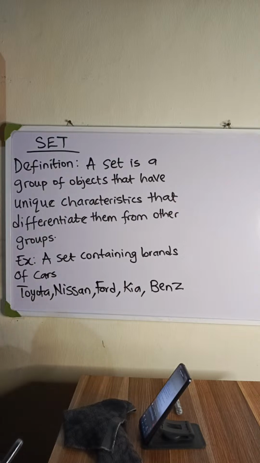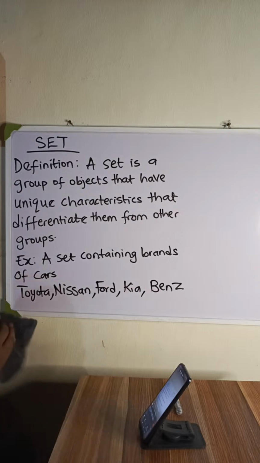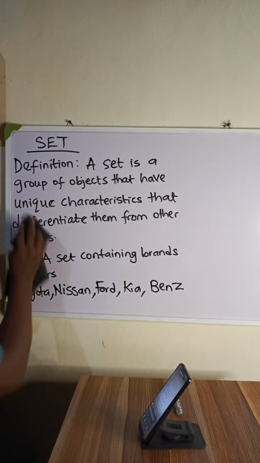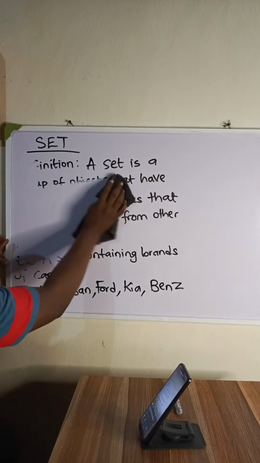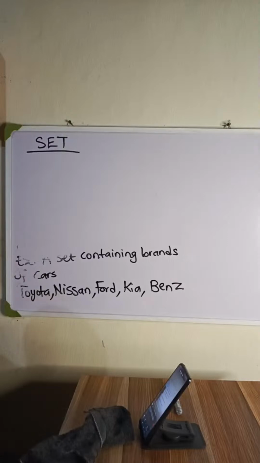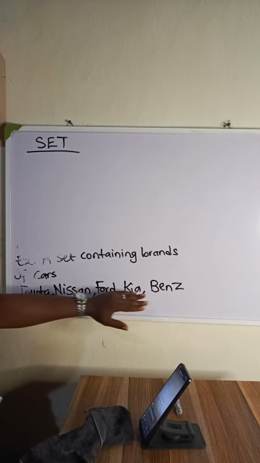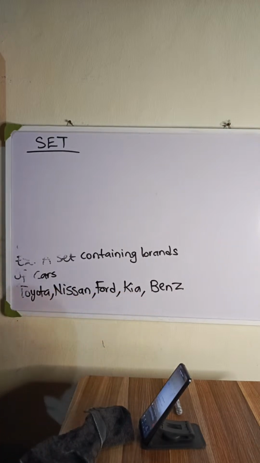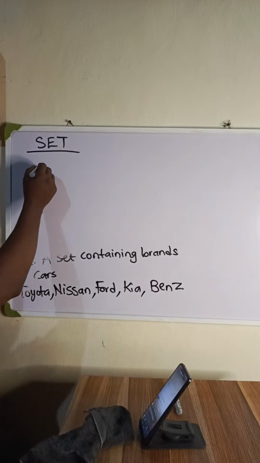Now, the next thing we're going to look at is set notation. How do you write a set? A set is denoted by a capital letter. Remember we have names of brands of cars. So you're going to have C.